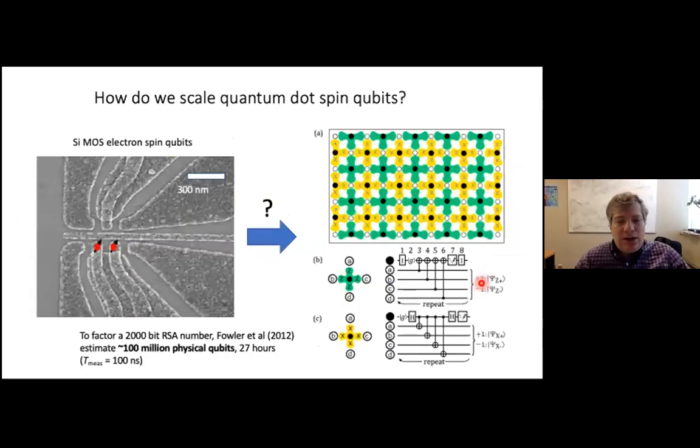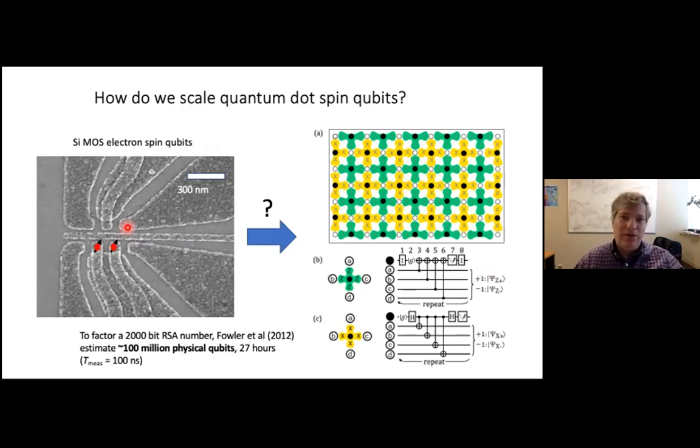Okay, so the question that we want to ask is, how do we go from the laboratory scale devices we have today, like the one shown here on the left? This was actually one that we fabricated here at Waterloo. How do you go to a truly large scale processor? For example, one that's based on the surface code for quantum error correction.